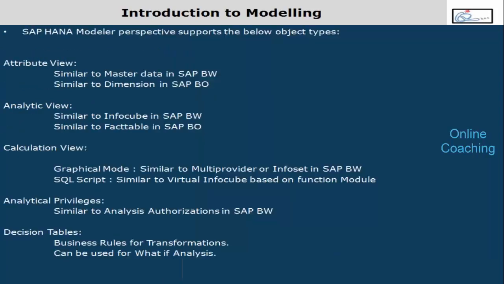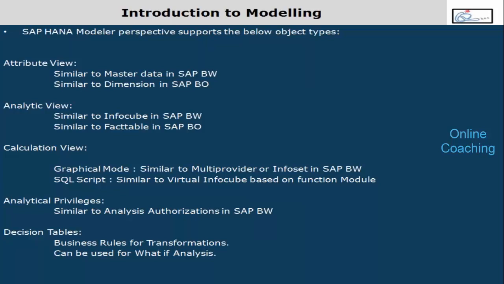See, in the next slide, I'm not giving you any definition of what an attribute view, analytical view, or calculation view is. This is not the actual definition, just a hint to give you an initial understanding of these views. An attribute view would be similar to a master data object in BW. Or if you are from BO, you can refer to this as a dimension object, a dimension table or something. But these views are virtual here, okay?